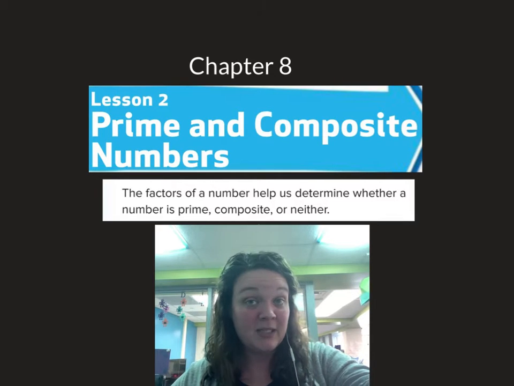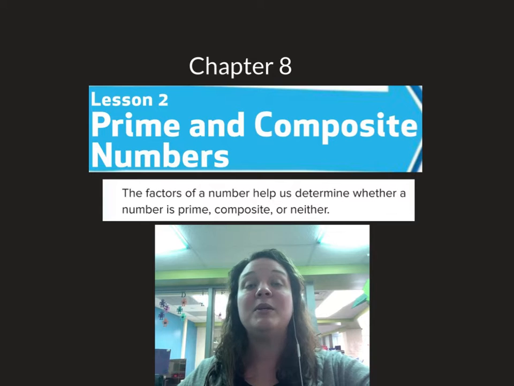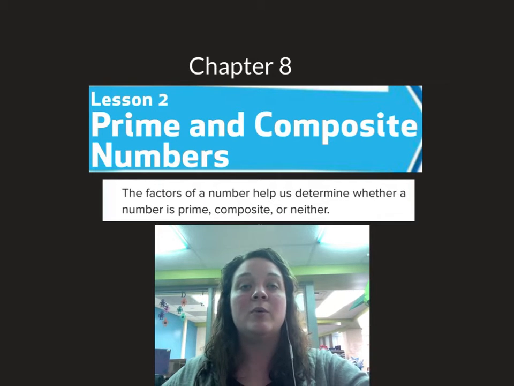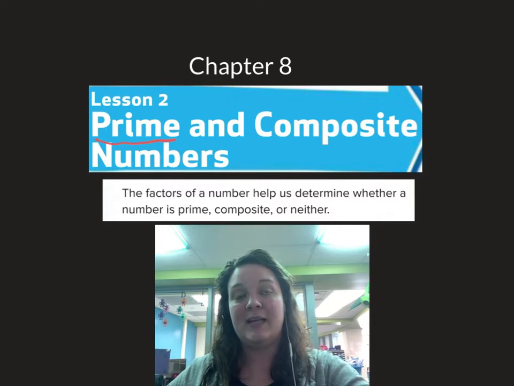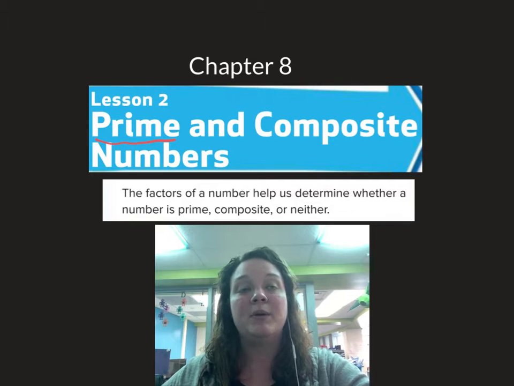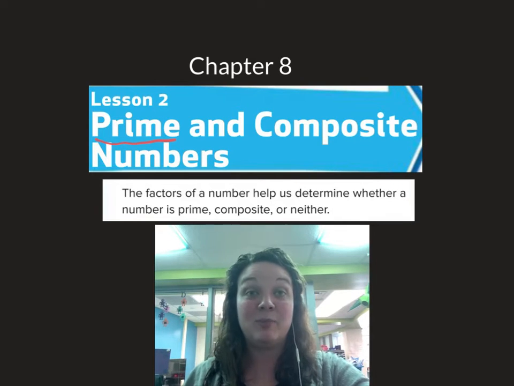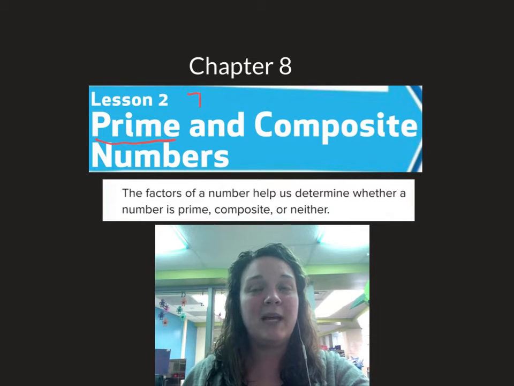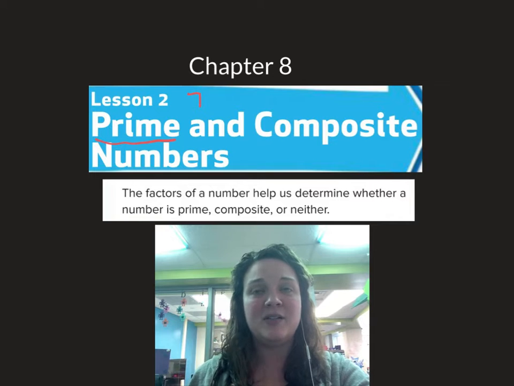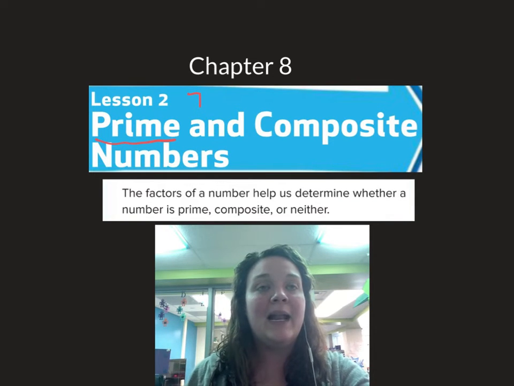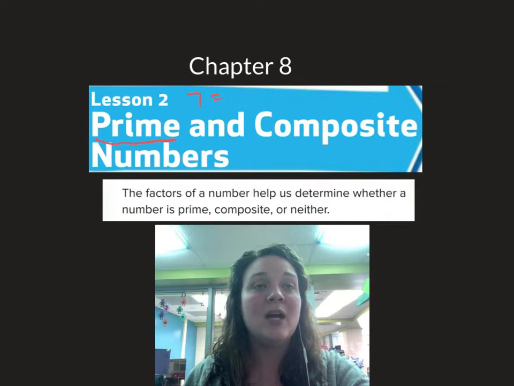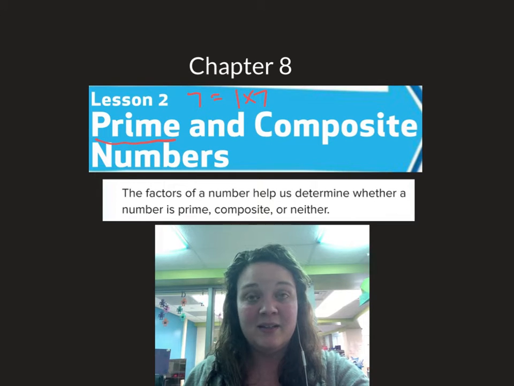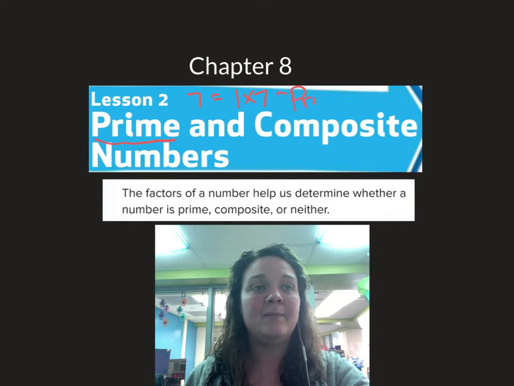So yesterday we talked about factors, and the reason that's important is that prime numbers are numbers whose factor pairs are only one and itself. For example, if we look at the number 7, the only factor pair that multiplies together to make 7 is 1 times 7. So that makes 7 prime.